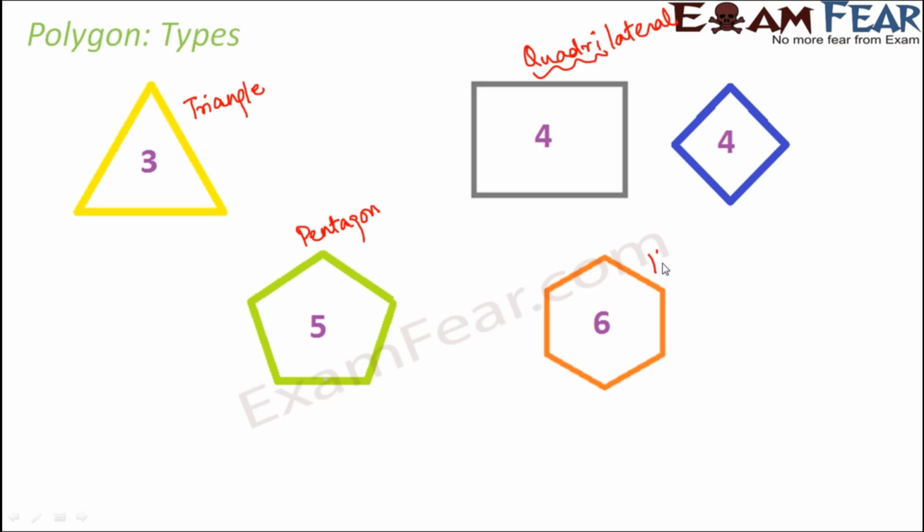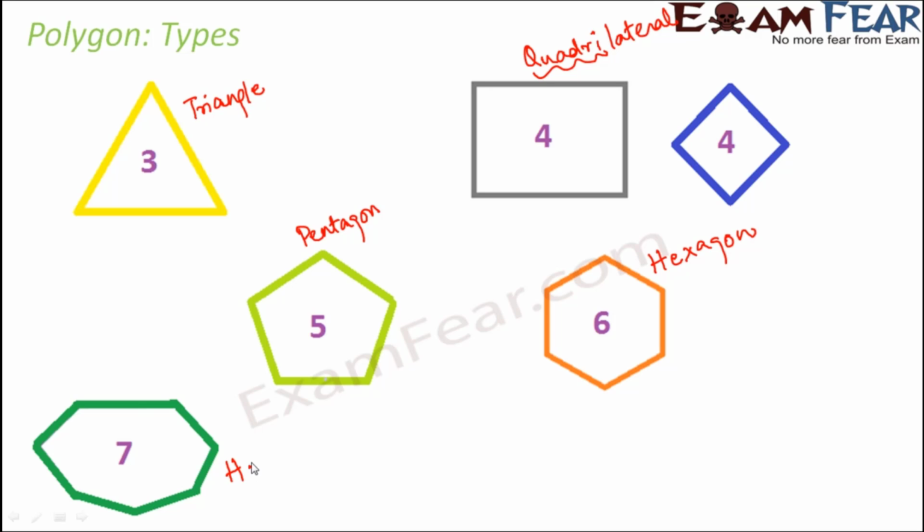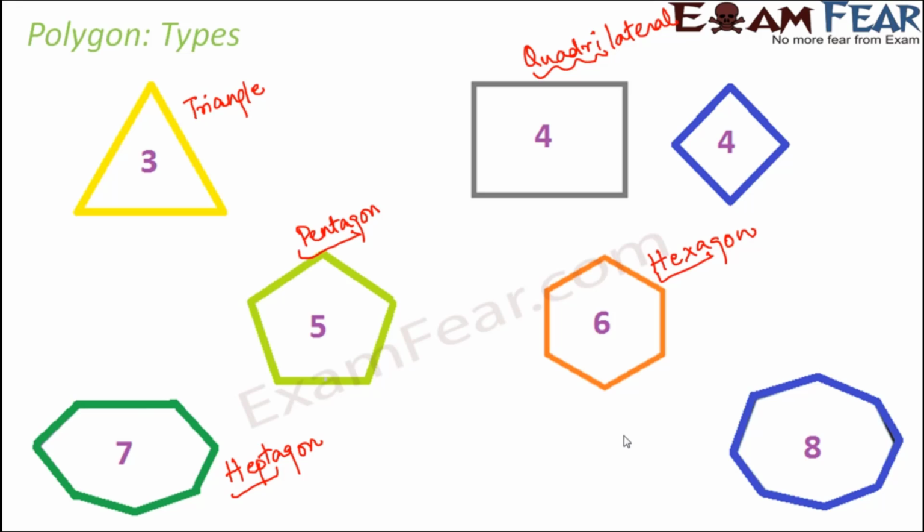Polygon with 6 sides. 6 is hexa. So this is hexagon. Polygon with 7 sides will be a heptagon. Hepta means 7. So hepta is 7, penta is 5, hexa is 6. Similarly, what would be 8? 8 is octa. So this would be octagon. So in a similar way, you can name a polygon depending on the number of sides present in it.